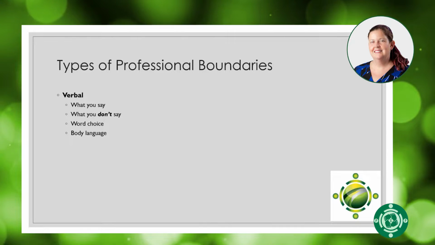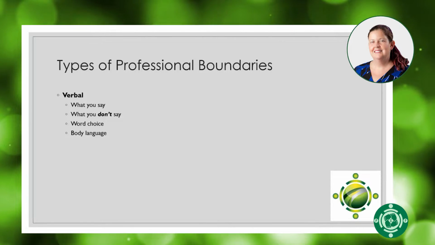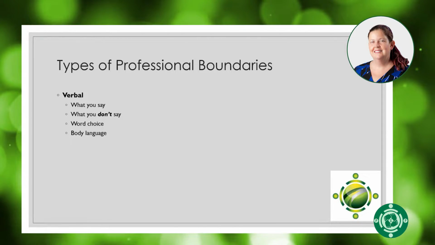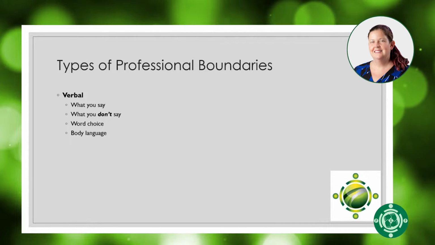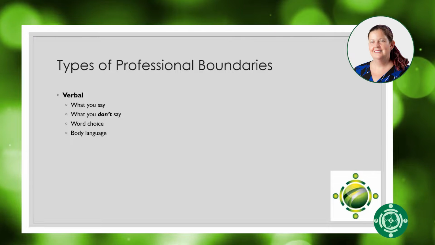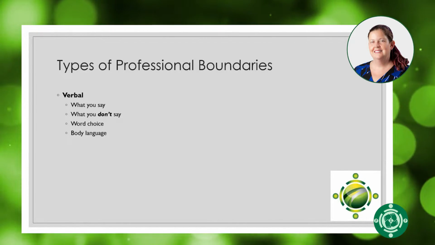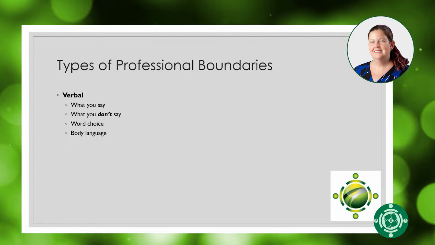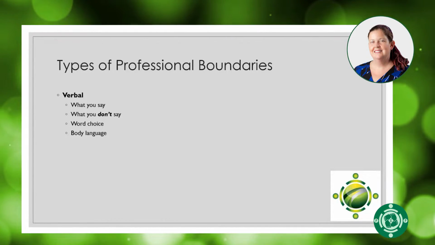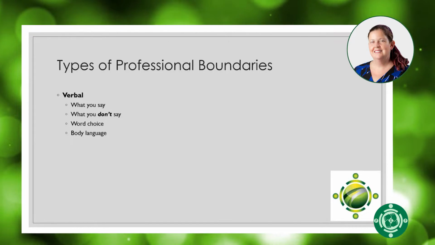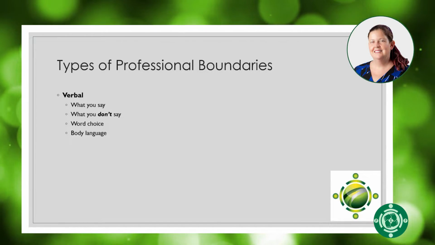So we're going to talk about 4 categories of boundaries. Verbal. Verbal boundaries are not just what you say, they're also what you don't say. So making sure that communication is appropriate, that you're using proper word choice. It also involves your body language. So again, what you say is important, how you say it is also important. How your body language is while you're saying it.